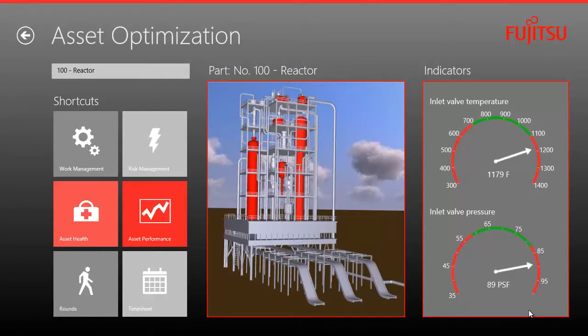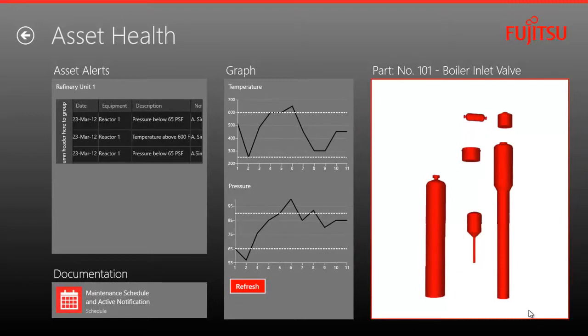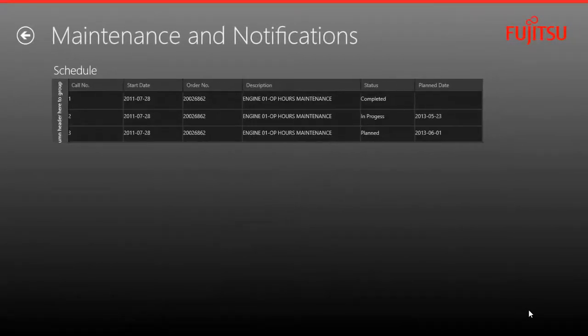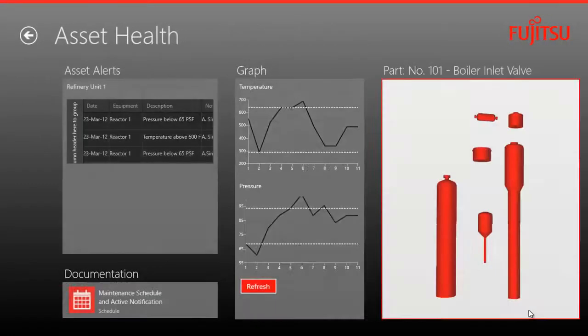When I click on Asset Health, the application shows me the history of alerts pertaining to Refinery Unit 1. I can also see the history of pertinent KPIs such as temperature and pressure referencing the components in question. I can click on the maintenance notifications and see that there's a planned maintenance window coming up tomorrow. I'll go ahead and work with my production supervisor to schedule the work to be completed during that window.